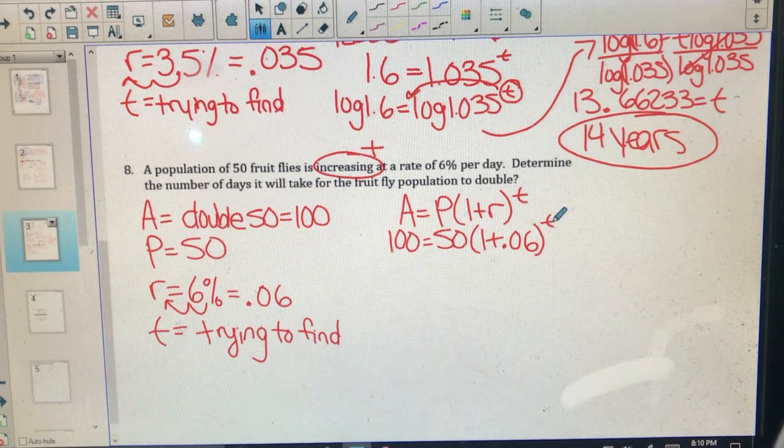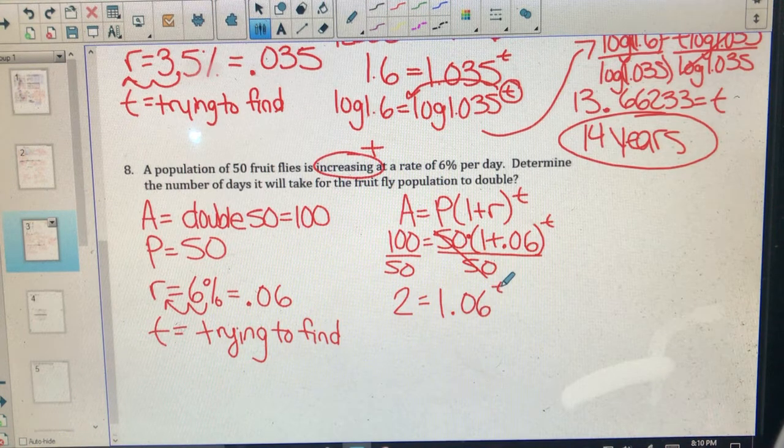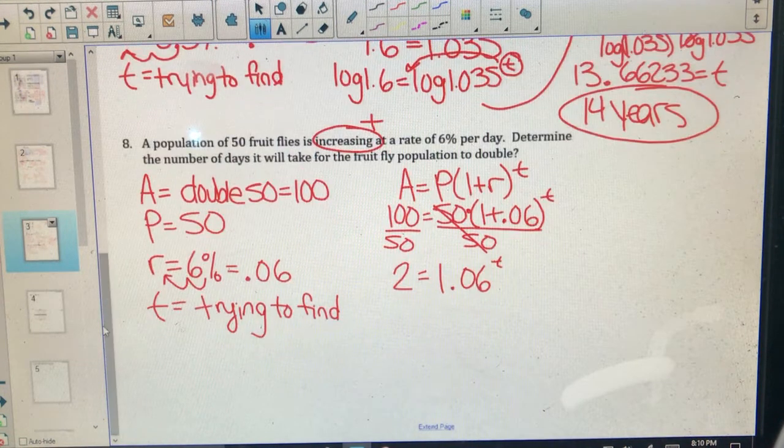I cannot take the log of both sides until what's being raised to the T, which is 1 plus 0.06, is by itself. The 50's in the way. I can't take the log until the 50's gone and it's being multiplied, so to get rid of it, I divide both sides by 50. So 100 divided by 50 is 2. 1 plus 0.06 is just 1.06 to the T, and that looks a heck of a lot easier as of right now.